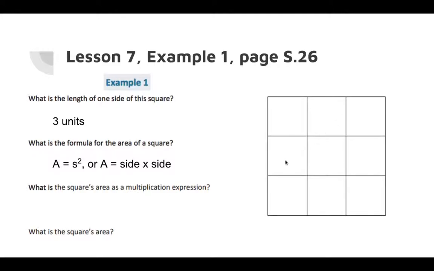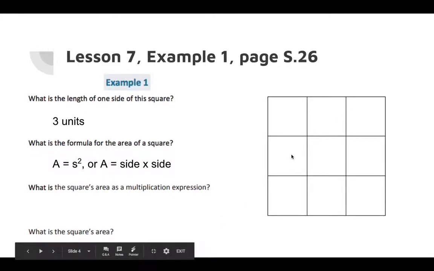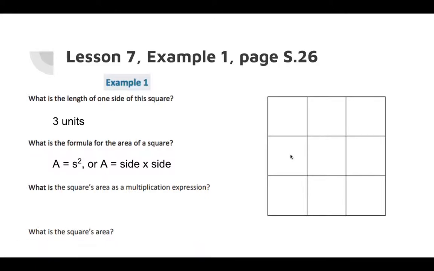What is the square's area as a multiplication expression? Now we're going to put numbers to that. A equals 3 units times 3 units. So what is the square's area? Remember we had talked about this. It is now 9 square units, or it can be written as 9 units to the power of 2, or units squared.